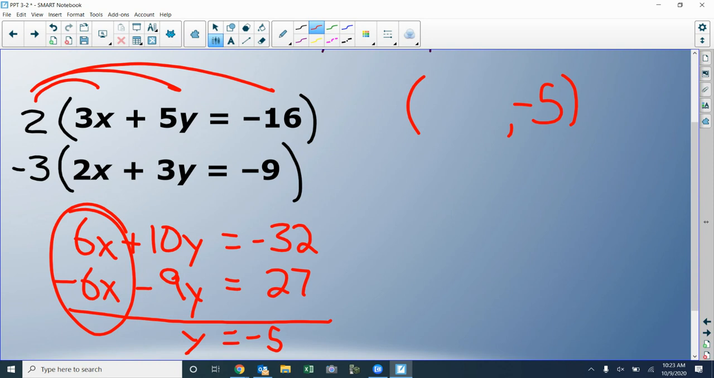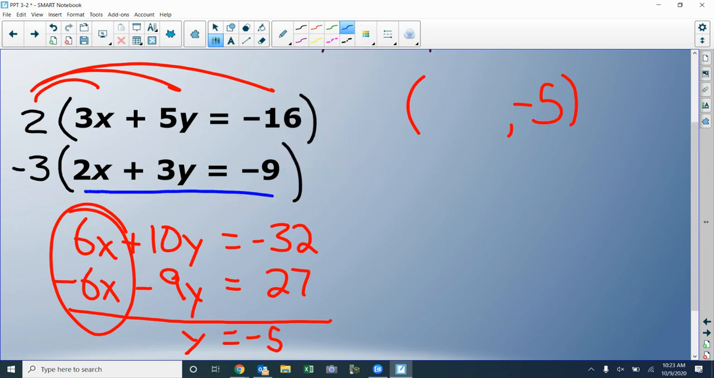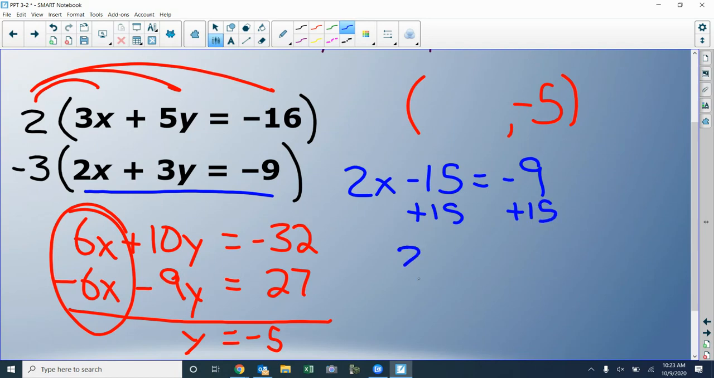Does it matter where we plug it in? Obviously, no. I'm gonna choose the smaller of the numbers because it's just easier, so I think right here. I'm gonna have 2x, -5 times 3 will give me -15 equals -9. We're working on finding x now. Add 15. And now we're down to 2x equals 6, so x is equal to 3. And there you have it, my friends. Elimination.